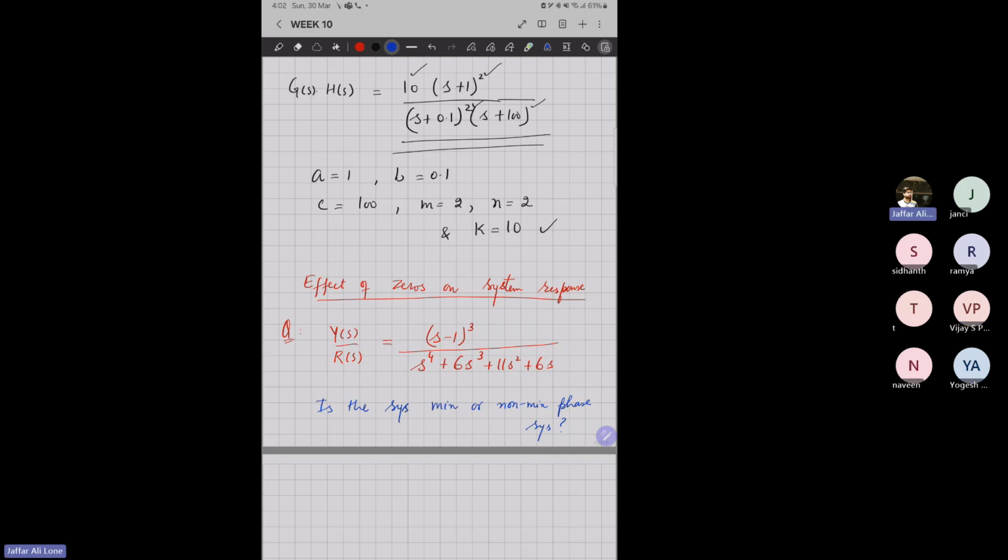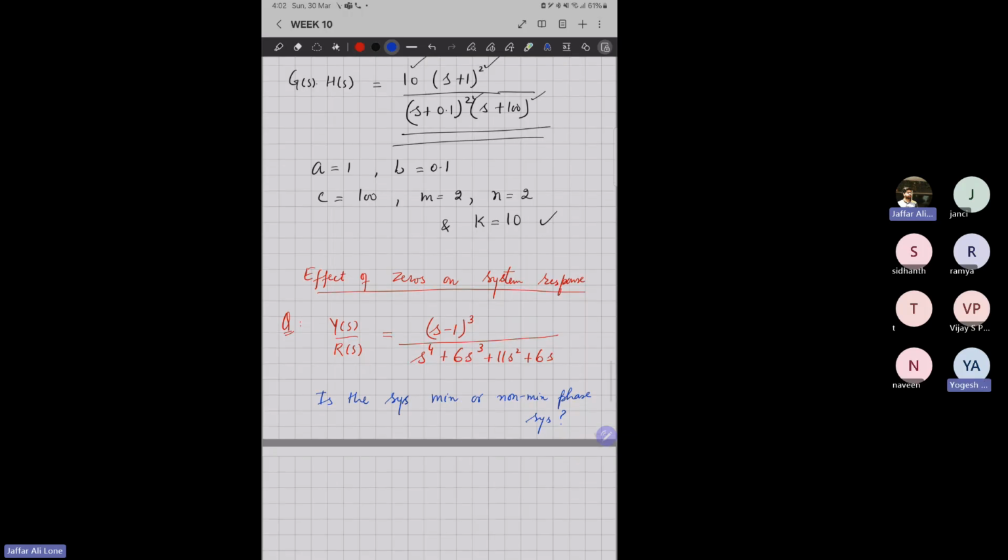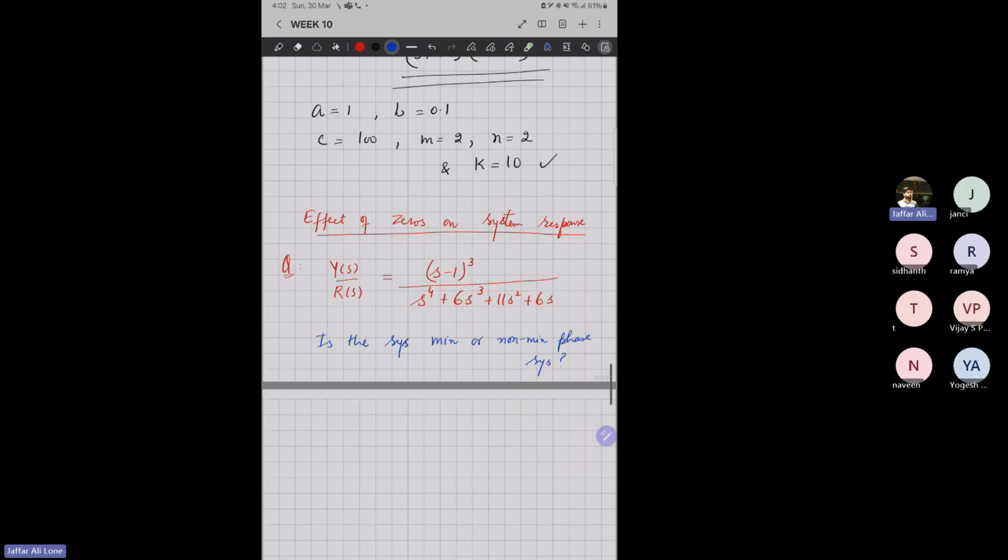So you might be asked questions based on this. Given a transfer function, find whether this is a minimum phase or a non-minimum phase system. So you should be able to answer. Now, the second type of questions. If zeros are on the left hand side, but poles are on the right hand side, then it is still non-minimum phase. For a minimum phase system, both poles and zeros should be on the left hand side, yes.